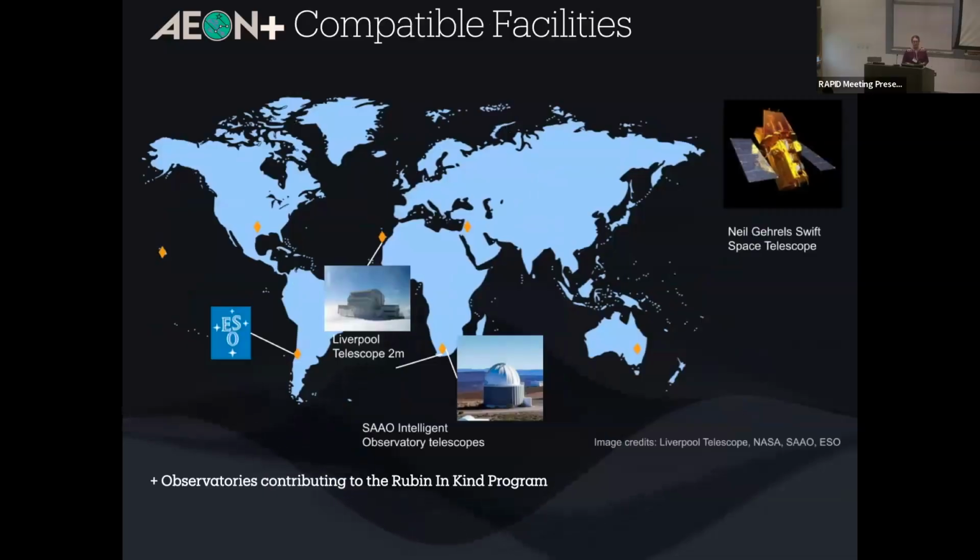In addition to the AEON Plus collaborating facilities, there's a number of other facilities worldwide that are compatible and meet some of the requirements. These include the SAO, the Intelligent Observatory System under development there, the ESO facilities, the Liverpool Telescope, and they're not confined to the ground either with the Swift Space Telescope. We're also collaborating with a number of observatories contributing to the Rubin in-kind telescope time program.